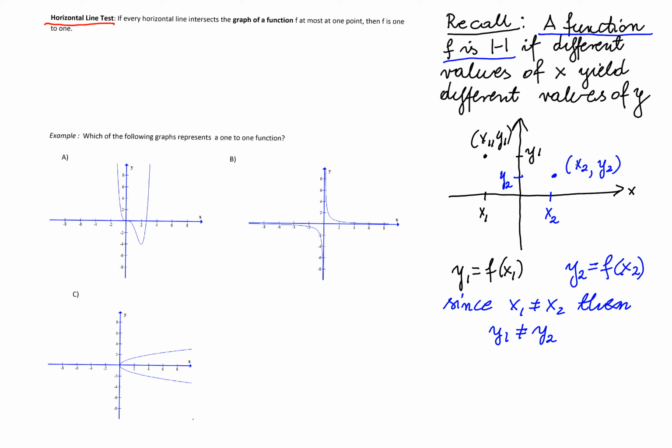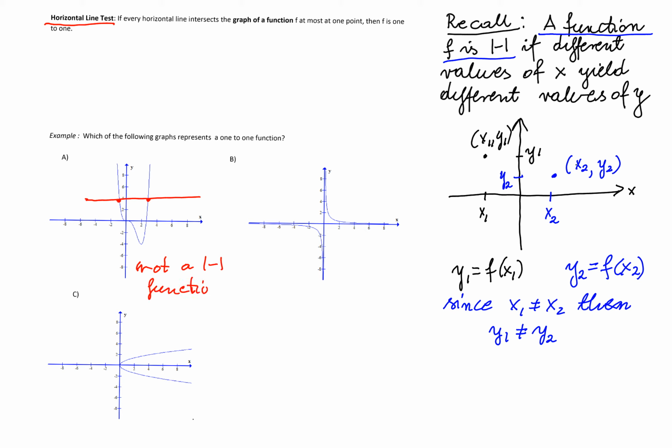It means that on the graph of a one-to-one function, you can have at most one point with a given y coordinate. So let's look at the example. We have three graphs, and let's determine which one represents a one-to-one function. If I look at part A, the graph in A, if I draw the horizontal line, let's say over here, you can see that this horizontal line crosses that graph at 2 points, and therefore the horizontal line test fails, so this is not a one-to-one function.